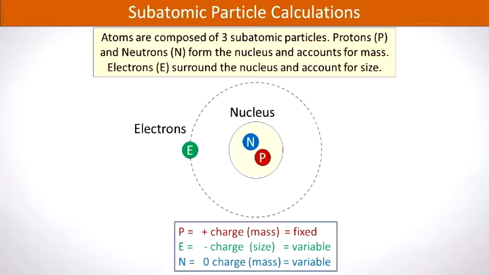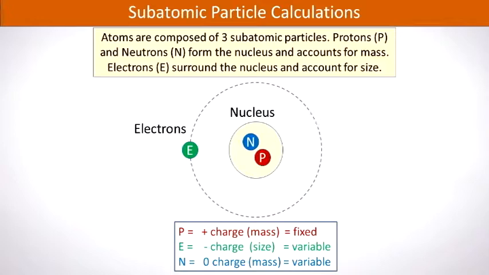Atoms are composed of three subatomic particles. Protons and neutrons form the nucleus and account for mass. Electrons surround the nucleus and account for size. Shown here is a diagram where we have the nucleus containing neutrons and protons, which accounts for the mass, and the electrons surrounding the nucleus, which accounts for size.